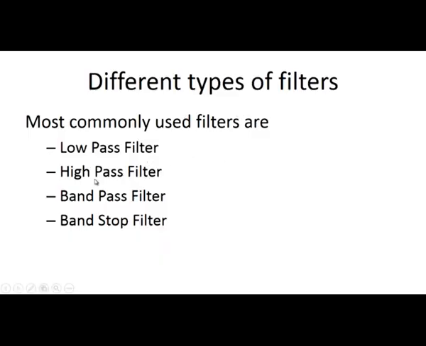They are low pass filter, high pass filter, band pass filter and band stop filter. As the name says, a low pass filter allows only the low frequency signals and stops the frequencies other than the lower band of frequencies. A high pass filter allows only the high band of frequencies and stops the frequencies other than the specified higher band. A band pass filter allows the specified band of frequencies and attenuates the frequencies outside the specified band. A band stop filter is the reverse of the band pass filter.